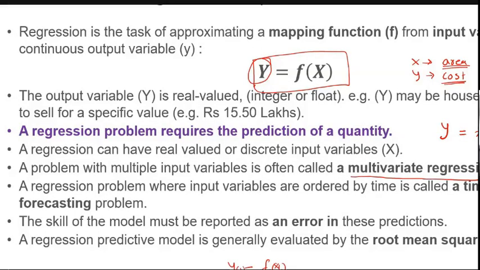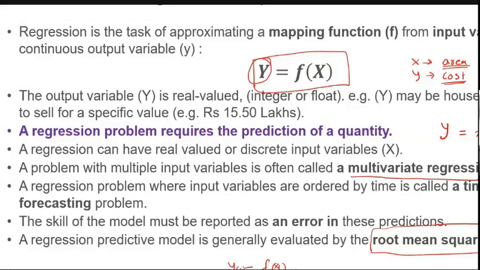The skill of the model must be reported as an error in these predictions. So when you design a regressor, how do you evaluate it? How is it performing? What is the performance measure of this regressor? It is evaluated mostly by a simple method called the root mean squared error method. RMSE is a measure of this error.